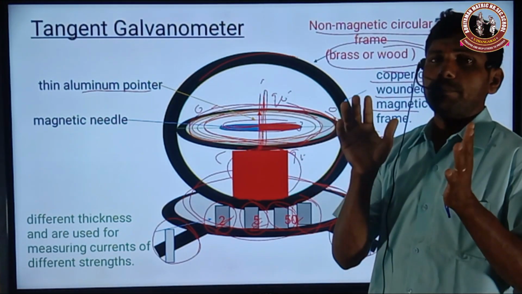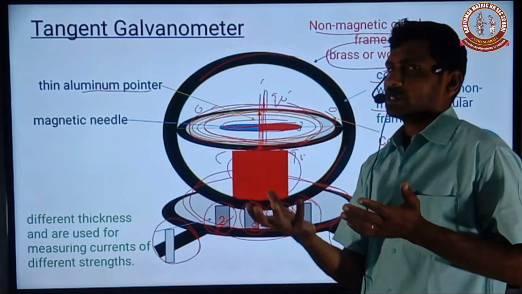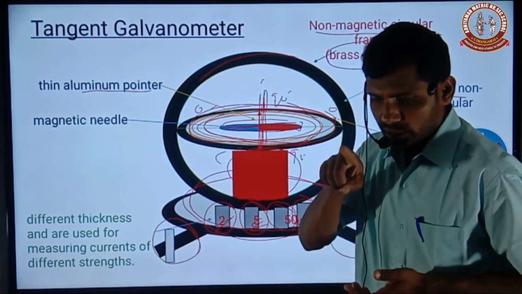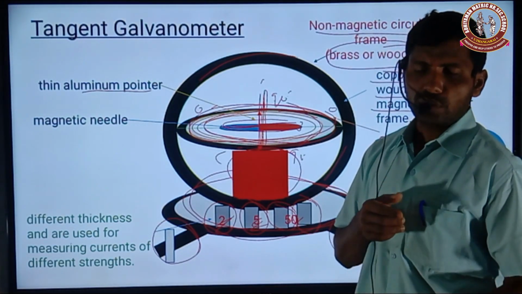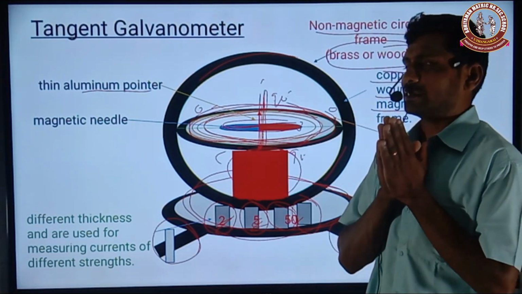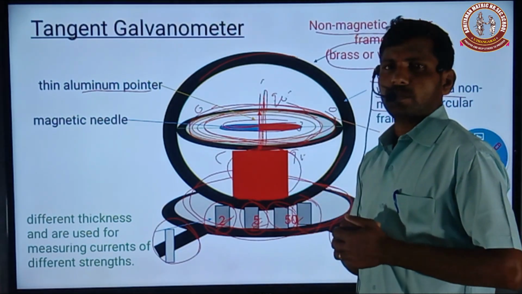To eliminate the parallax error, the mirror is placed below the aluminum pointer. To read the correct values, the aluminum pointer must exactly coincide with its image in the mirror below it.